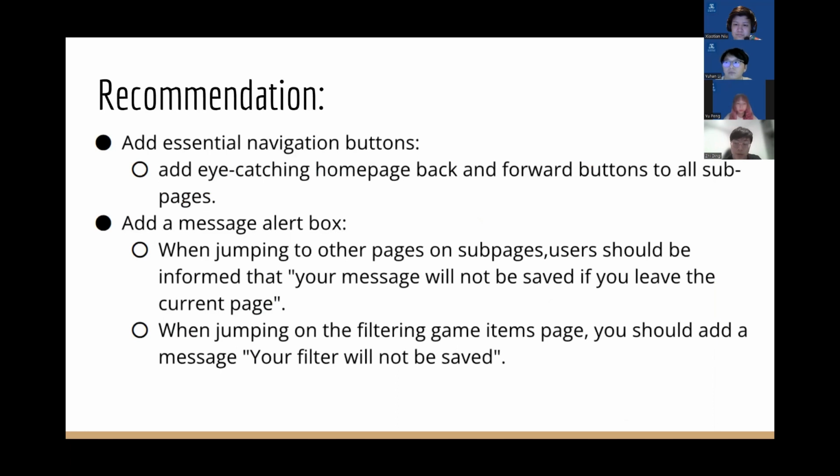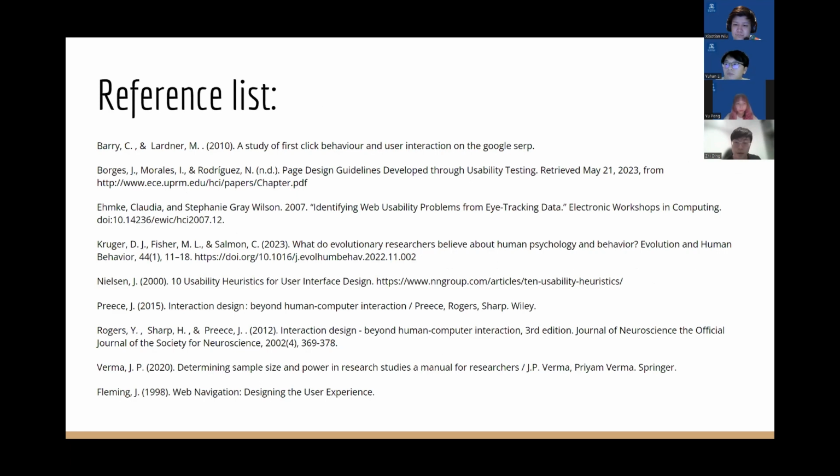So we provide two suggestions for the above problems. The first one is to add important navigation buttons, for example, eye-catching homepage, back and forward buttons on all subpages. The second one is to add a message alert box. When jumping to another page or subpage, users should be informed that their message will not be saved if they leave the current page. That's all for our presentation.